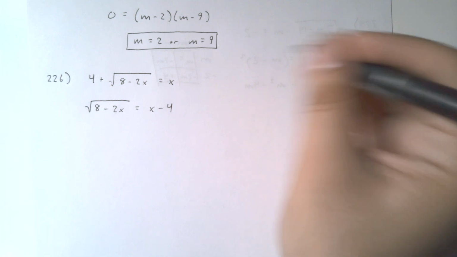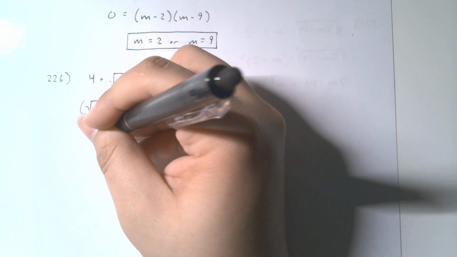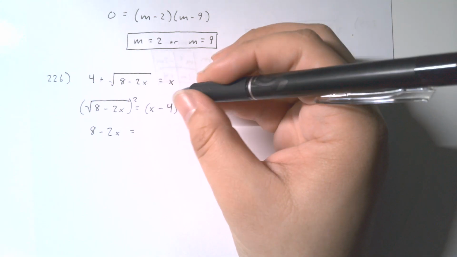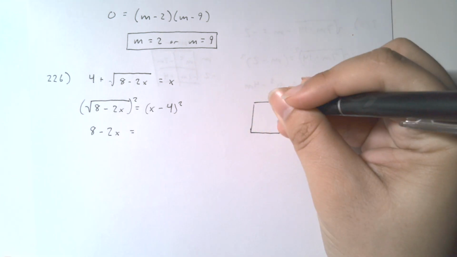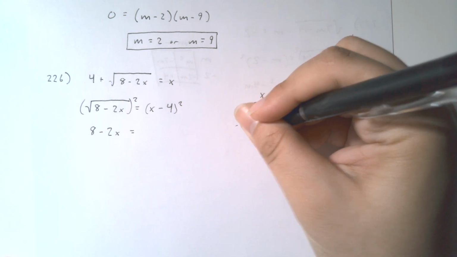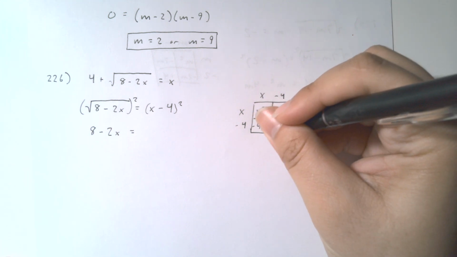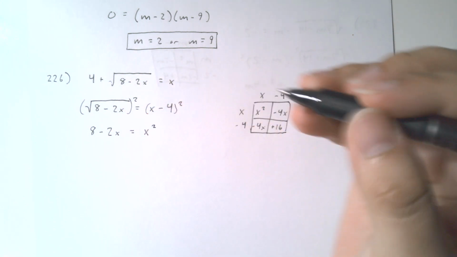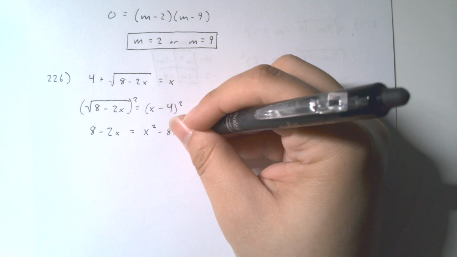Since we have the square root isolated, we can now square both sides of this equation. We have 8 minus 2x, because the square root and the square cancel out. But we have x minus 4 squared. If we multiply that out, again, that's just x minus 4 times x minus 4. We have x squared minus 4x minus 4x plus 16. Combining all of our like terms, we have x squared minus 8x plus 16.